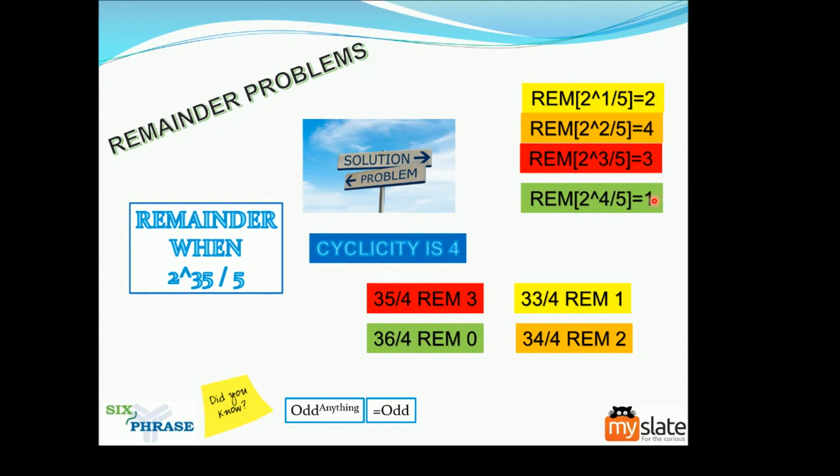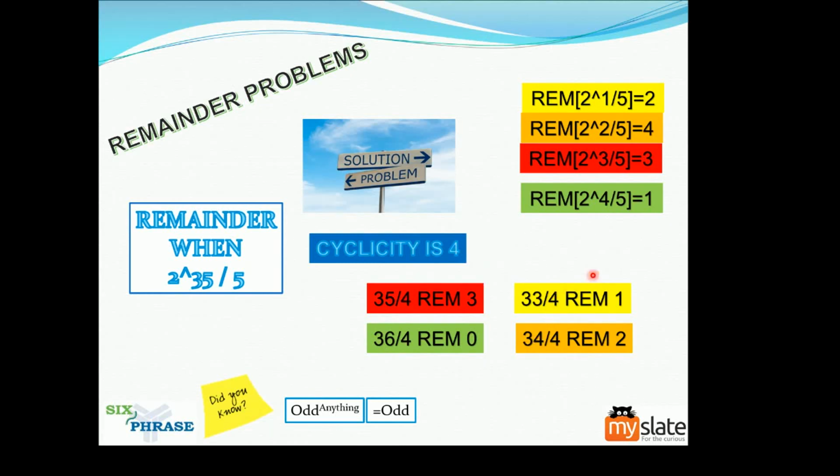And this 4 is dependent upon the cyclicity. If the cyclicity is 6, you have to divide this power by 6. If the cyclicity is 7, you have to divide this number by 7. We'll do more problems in this so that you get an understanding of what we are actually doing here.